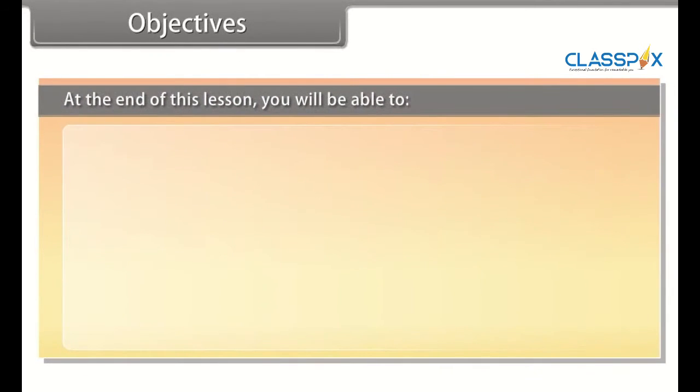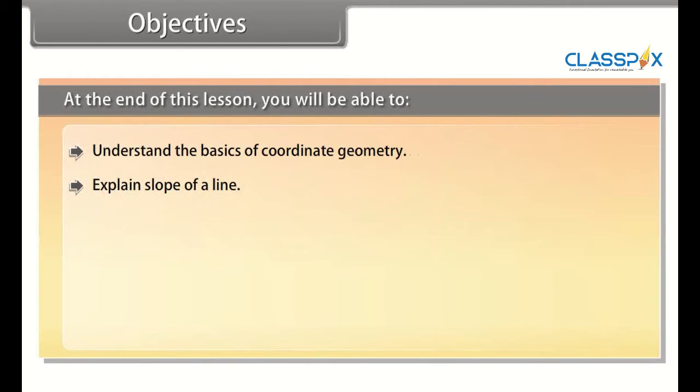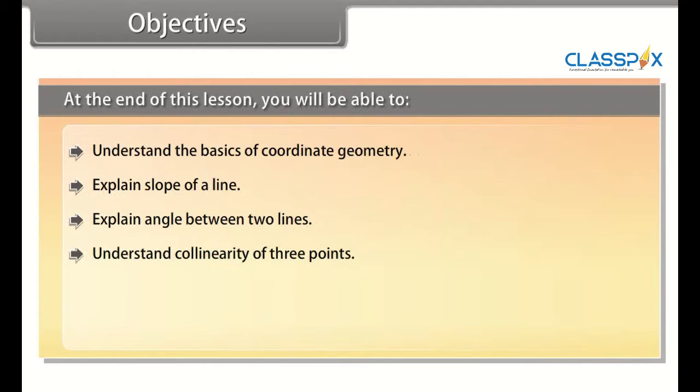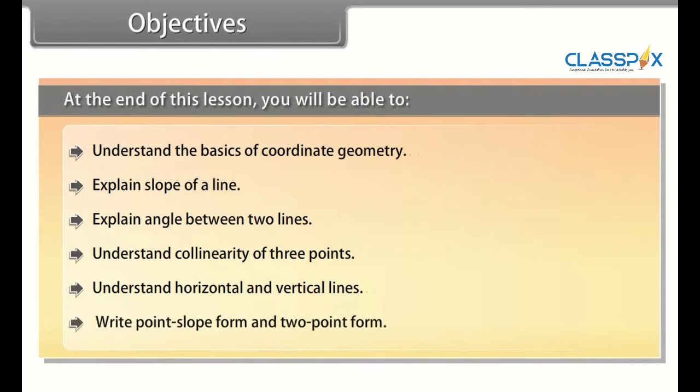Objectives. At the end of this lesson, you will be able to understand the basics of coordinate geometry, explain slope of a line, explain angle between 2 lines, understand collinearity of 3 points, understand horizontal and vertical lines, write point-slope form and 2-point form.